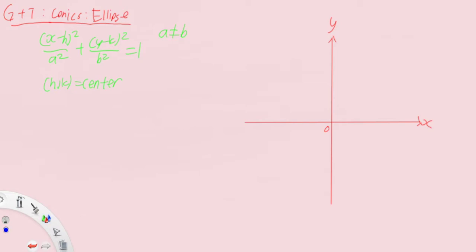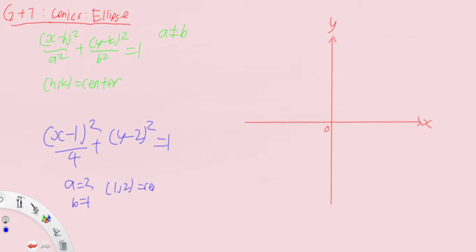Our example is (x minus 1) whole squared over 4 plus (y minus 2) squared equals 1. Here we know that a equals 2, b equals 1, and h, k is simply the center, which is (1, 2). Let's say this is 1, and this is 2. Let's say the center is at this point here.